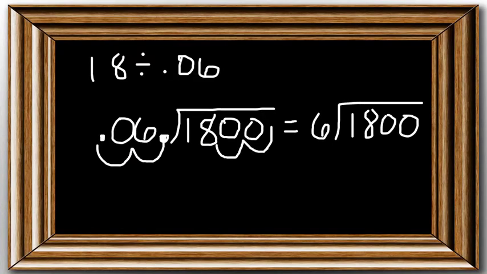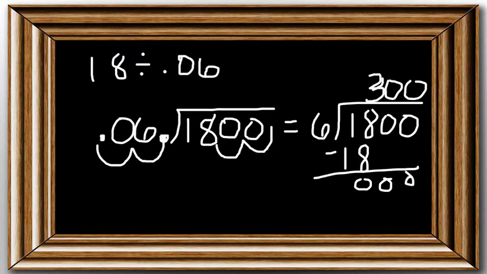Now I just divide as if it's a normal division problem. So I get my answer of 300 and I'm done. I don't have to put a decimal point in. I already took care of it when I moved the decimal points over. This time it's almost like I made each one 100 times bigger. 6/100ths became 6 whole and 18 became 1800. Both got 100 times bigger.